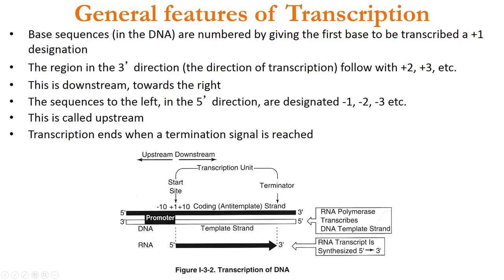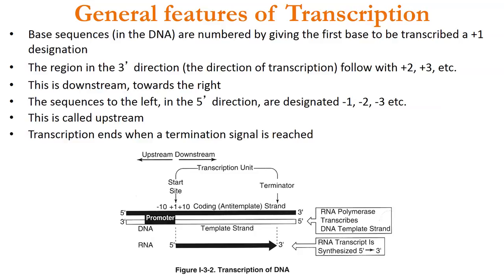As we go in this direction when we're transcribing, we're copying this template strand and making an RNA identical in sequence to the coding strand, and we're going in this plus direction. Now the sequences to the left in this figure, where you can see, for example, this promoter region, have these minus designations. In this numbering system, there is no 0. You either have +1 or -1.